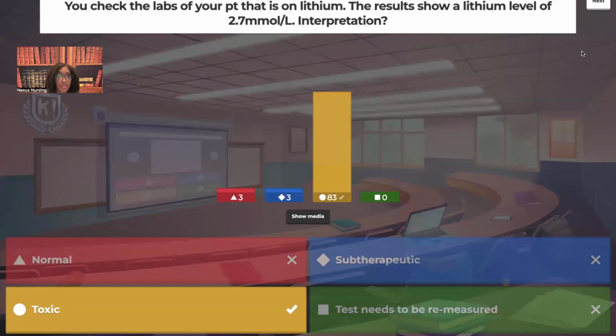Very good. Toxic. So, guys, the normal lithium range is 0.6 to 1.2. Once that patient hits 1.4 or higher, this patient is in toxicity. And so you'll see signs and symptoms such as nausea, vomiting, abdominal pain, tinnitus, blurred vision, or abnormal vision. So if the patient's complaining of any of these and they're on lithium, the first thing you're going to do is check their lithium level, because most likely they're going through lithium toxicity.